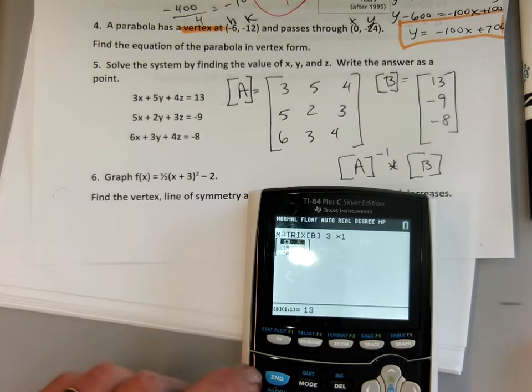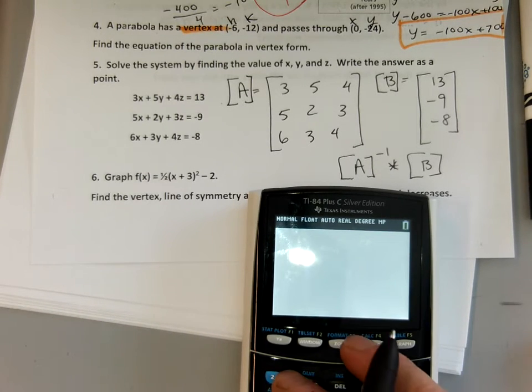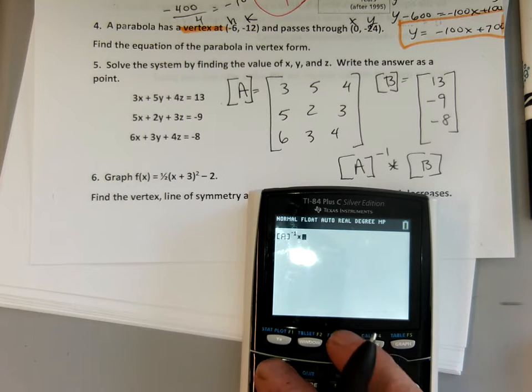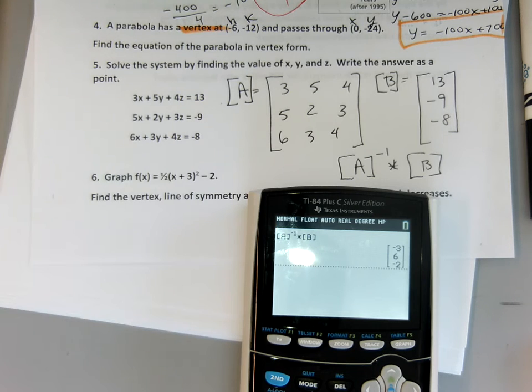So then I go and I quit. Go back to matrix names. A inverse times. I go back to matrix B, right? And there's my answer, but I'll wait for you, okay? Now, if you did not get that answer, you're lost. Correct, okay?